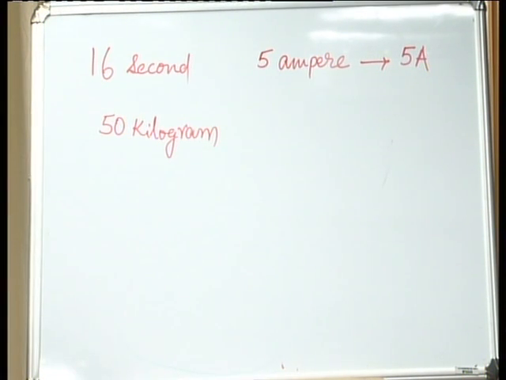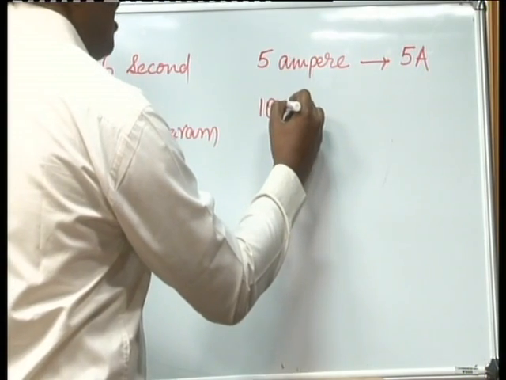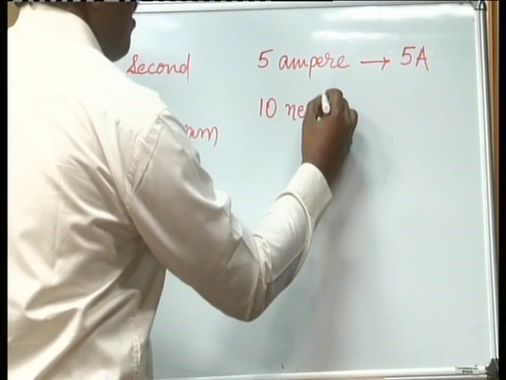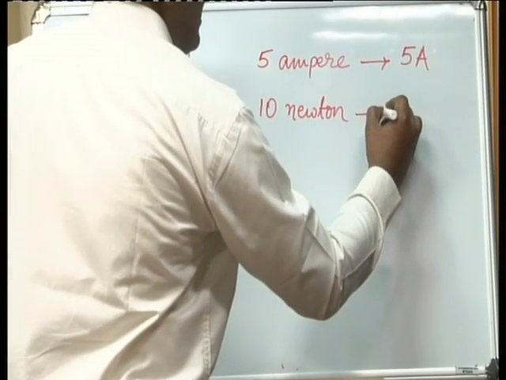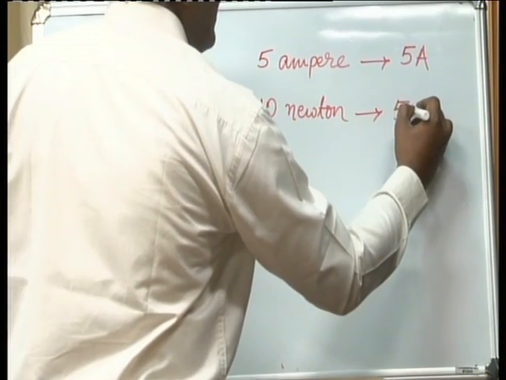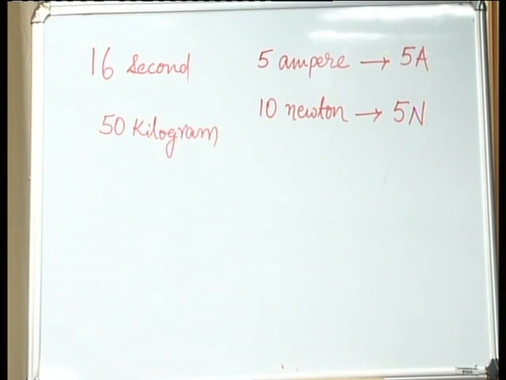Suppose the force applied on something is about 10 newton. In the SI system, force is expressed in terms of newton. Once again, newton is the name of a scientist. If you want to write the complete form of the unit, start it with a small letter. If you want to represent it symbolically, write the first letter of the word as a capital. So, this is also one of the conventions.